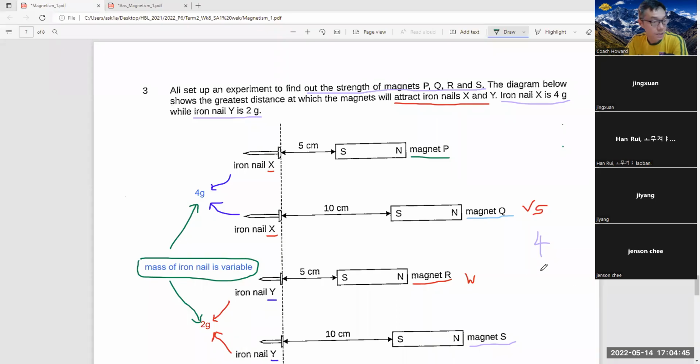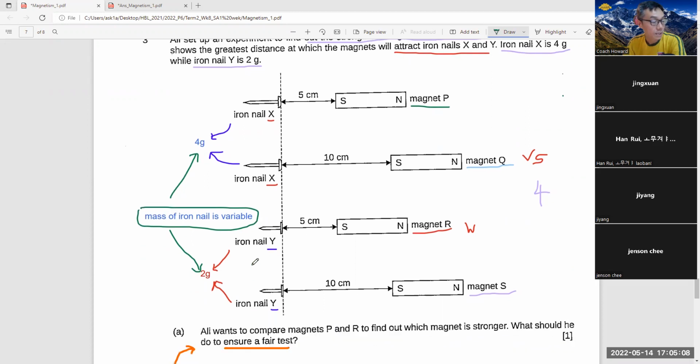Okay, this question is an experimental design question on the investigation to find out the strength of 4 magnets. So in your exam, you can actually use different colors to annotate. There are 4 different magnets, P, Q, R, and S. And also there are 2 types of iron nail. One is iron nail X, 4 grams, and the other is iron nail Y, 2 grams.